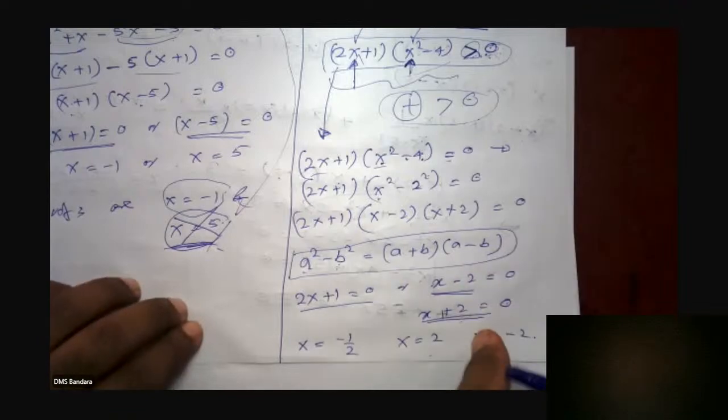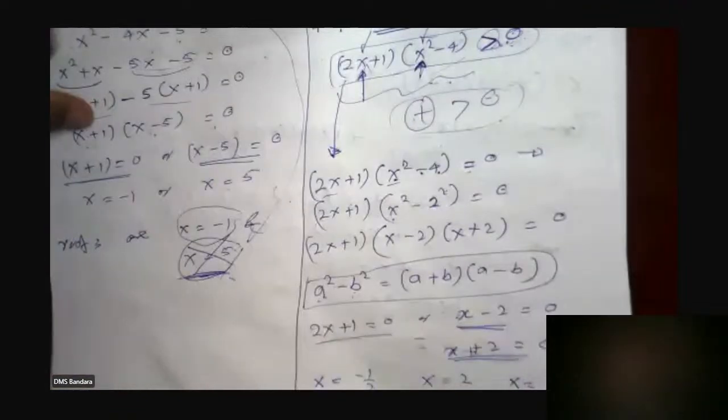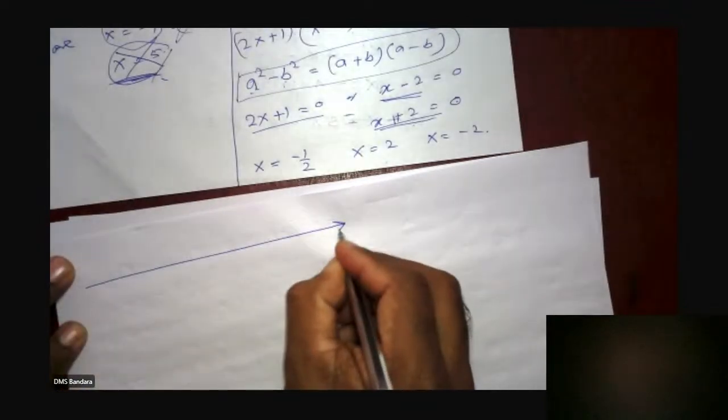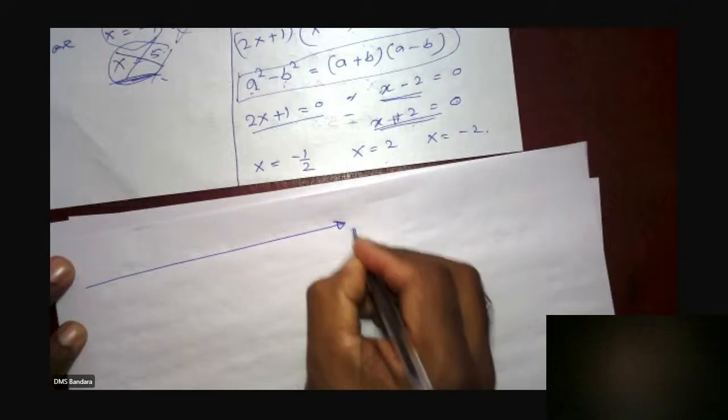Now what we have to do, we should place these 3 values on the real line, not the timeline, right? This is the line, the real axis.